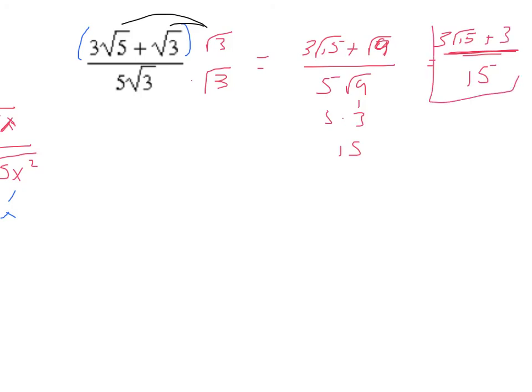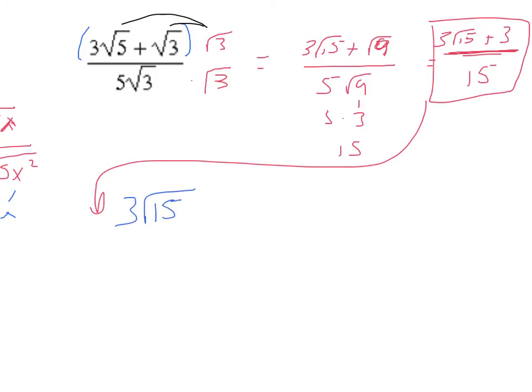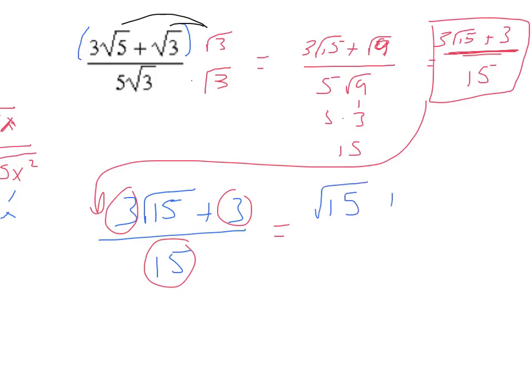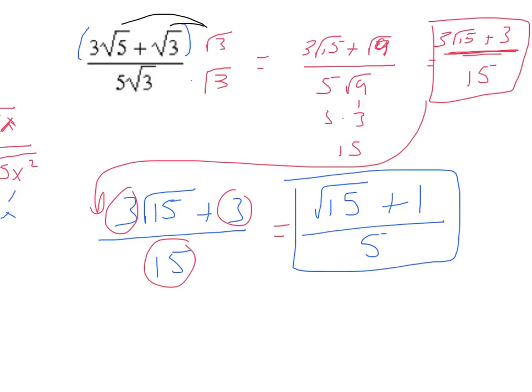Now, this is what you have. The question is, is it simplified? And if you notice, all three terms have something in common. Again, things inside the roots work together, things outside the roots work together. We have a 3, and a 15. So I can take a 3 away from everything and get root 15 plus 1 divided by 5. So I take away a 3, I divide each piece by 3, and we end up with that answer.